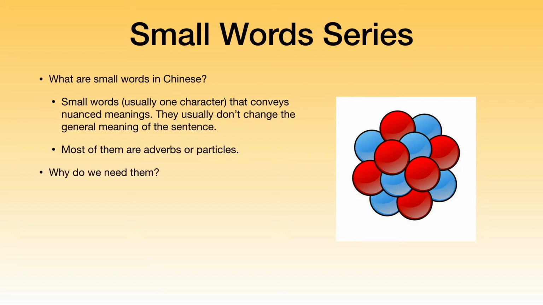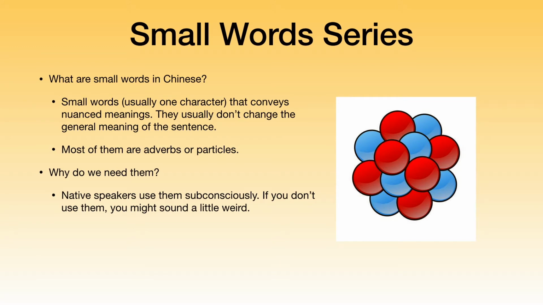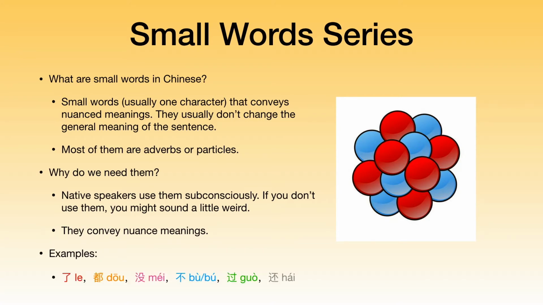So why do we need them? Well, native speakers use them subconsciously when they speak, and if you, as a learner, don't use them, you might sound a little weird. And second, we do need them sometimes if you want to differentiate the nuanced meanings of your utterance. So for example, in Chinese, we have the following small words. Le. Oh yes, the infamous le. If you're learning Chinese, you know that everybody hates le, and I'm avoiding that for today. But definitely in the future, I will have an episode dedicated to le, and dou, which is the star of today, and mei, and bu, and guo, and hai, and etc.